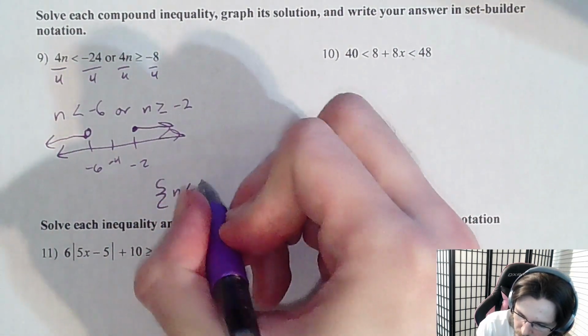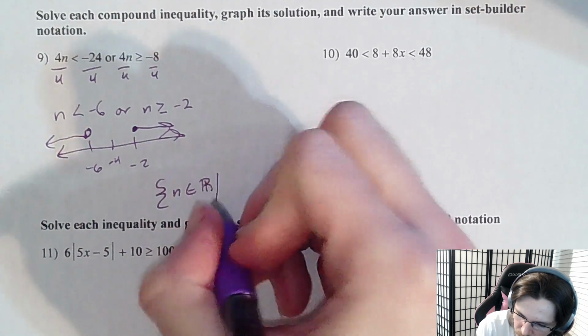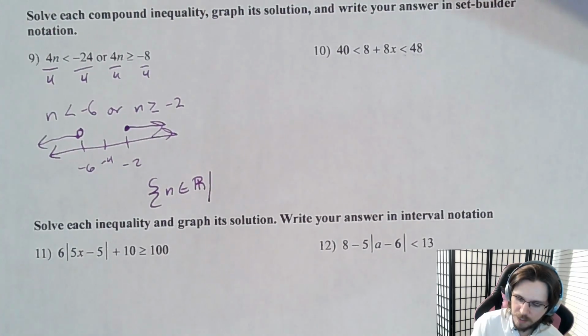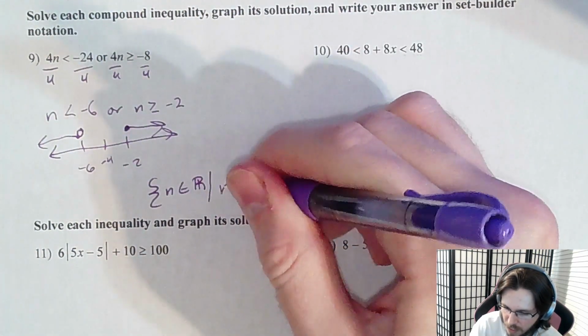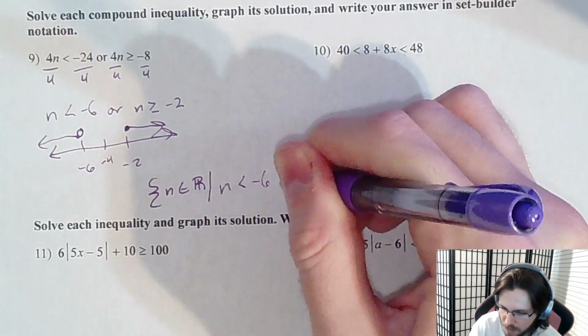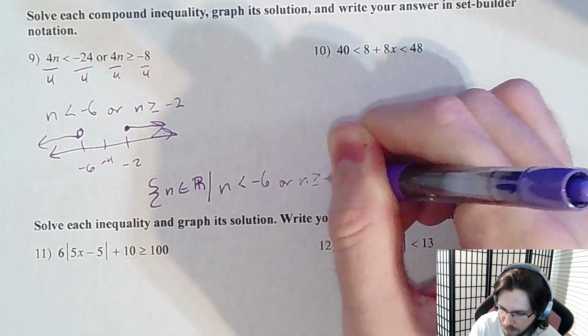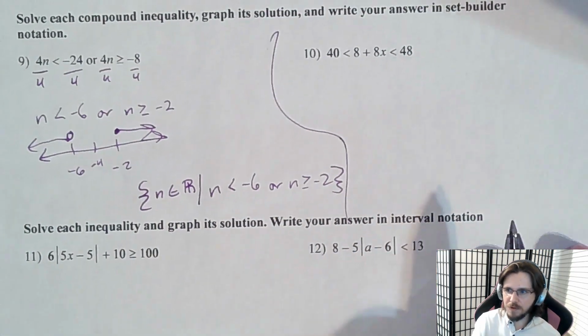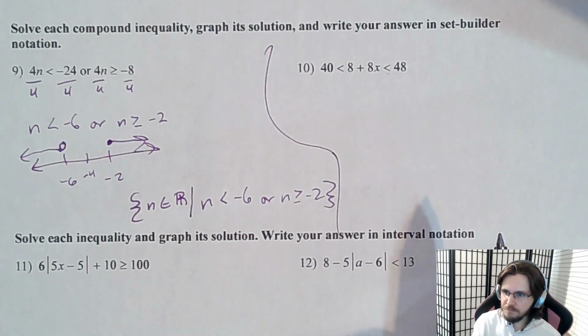N is an element of the real numbers such that, they all start the same: variable, element of the real numbers, such that, with a cute little brace. And you just copy that. N less than negative 6 or n greater than or equal to negative 2. There's your fancy set builder notation.